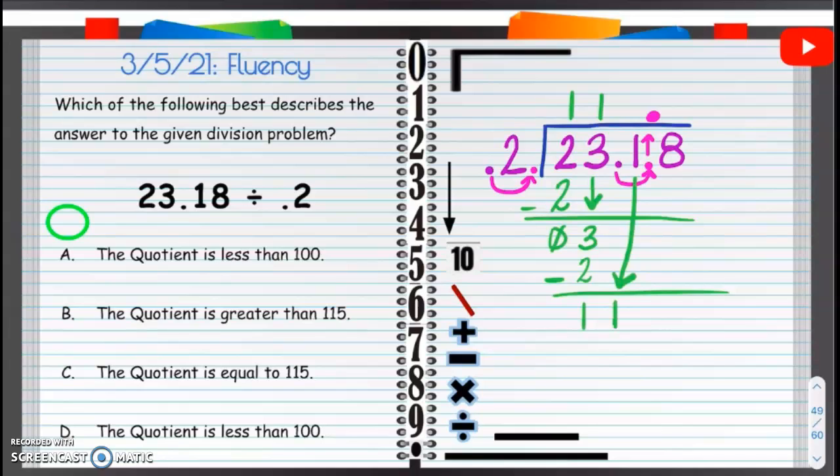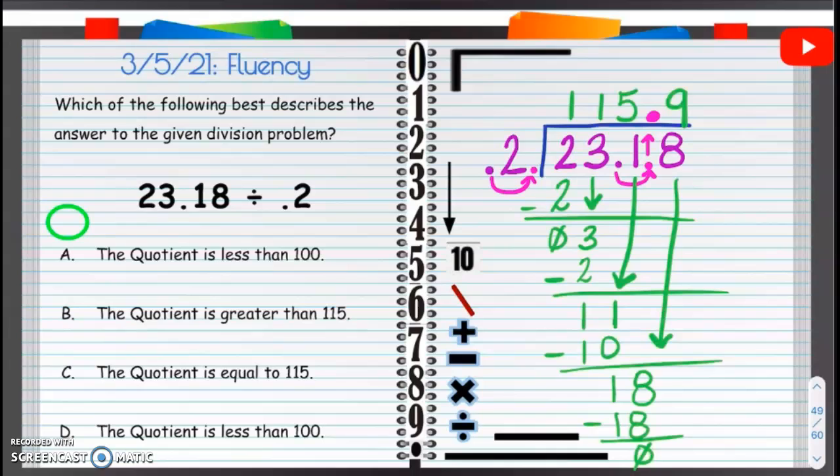2 can go into 11 5 times. 2 times 5 is 10. We're going to subtract. You get 1. Bring down that 8. 2 can go into 18 9 times. 2 times 9 is, in fact, 18. We subtract. We get 0. There's nothing left to bring down. And so our answer is going to be 115 and 9/10.